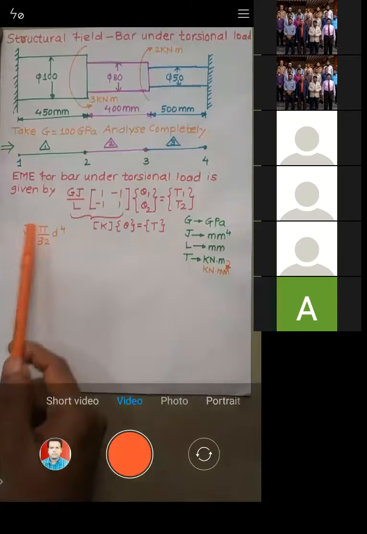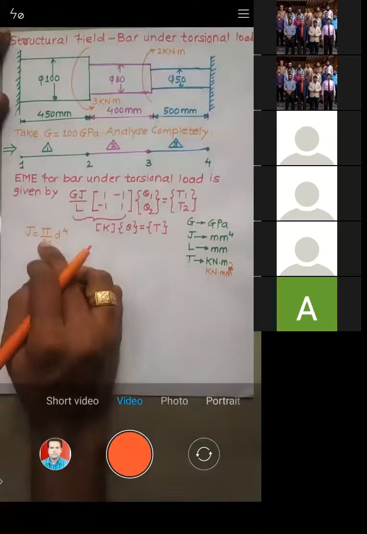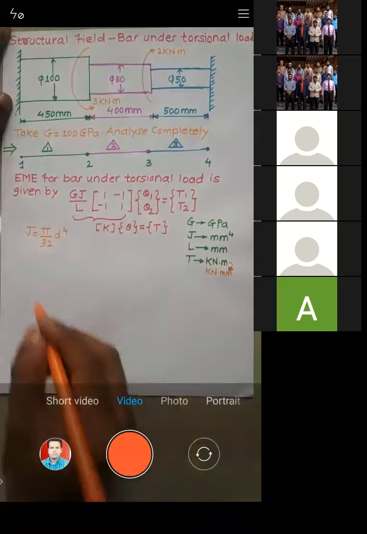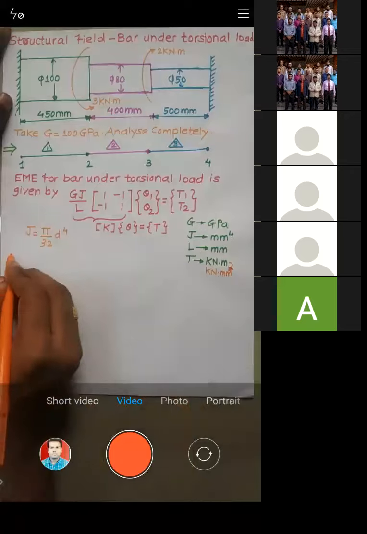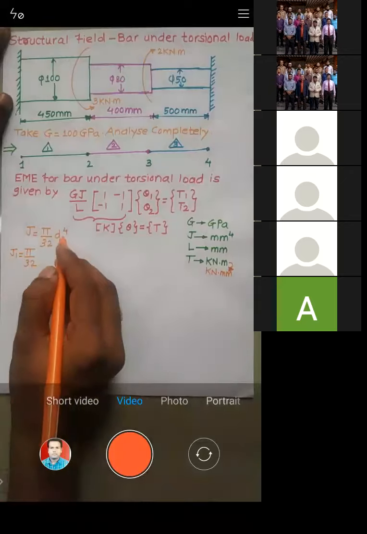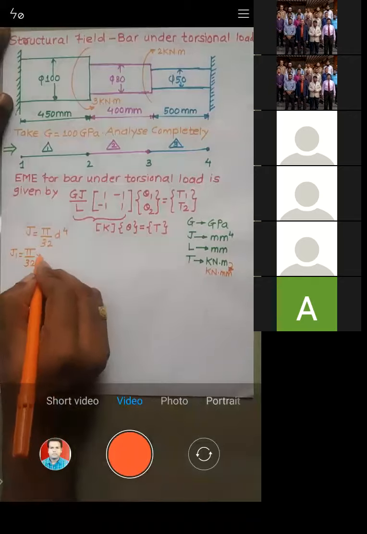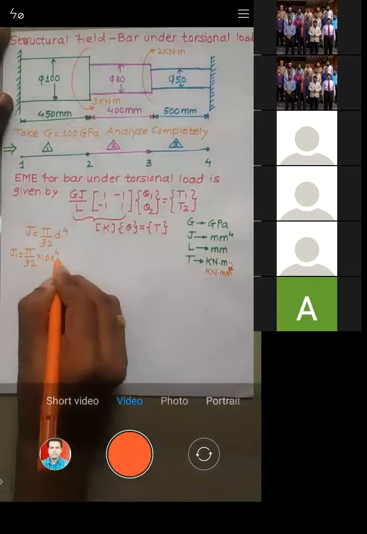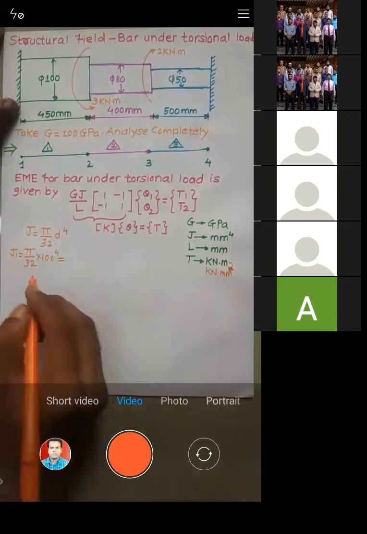Now let's start with J. It is pi by 32 d raised to power 4. Let's calculate for the first element. J1 is given by pi by 32 into the first diameter, which is 100, raised to power 4. So just do this calculation for J1.